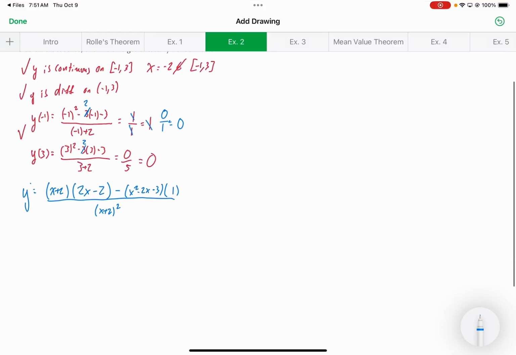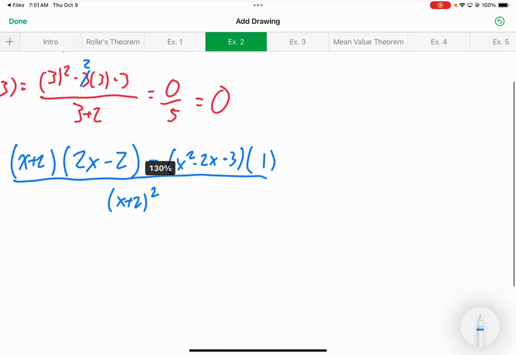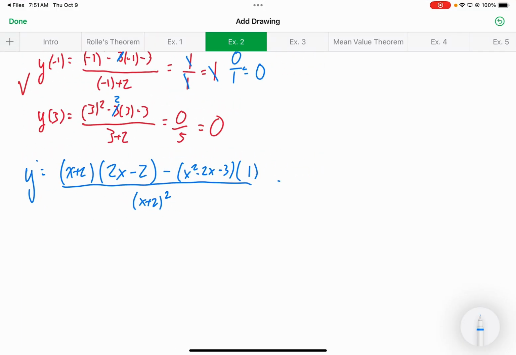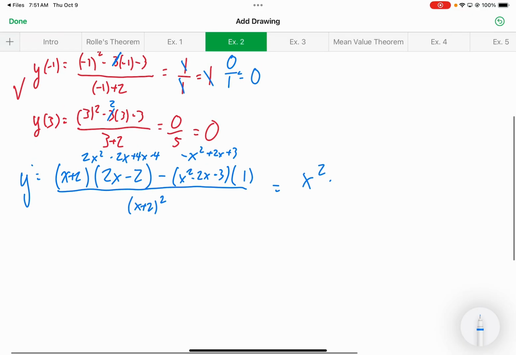Okay, so now what I want to do is simplify that and see what we get. So 2x squared minus 2x plus 4x minus 4, and then minus x squared plus 2x plus 3. All right, so I get x squared, and then plus 4x, and then negative 4 plus 3 is minus 1, over x plus 2 quantity squared.